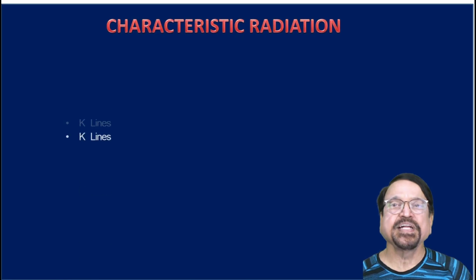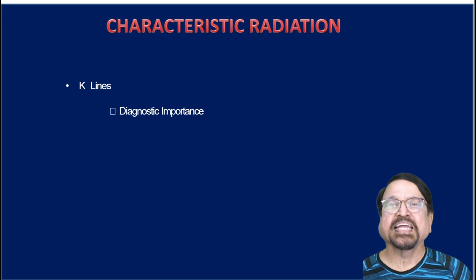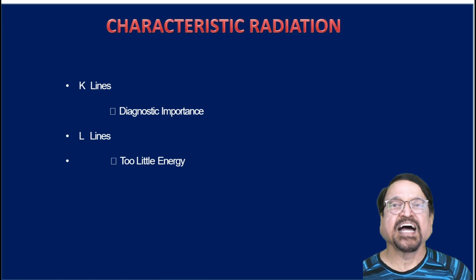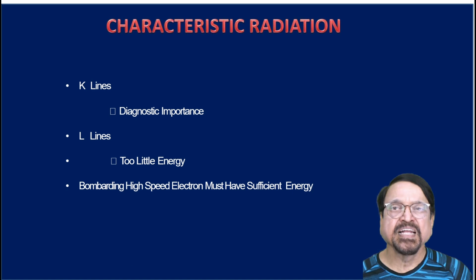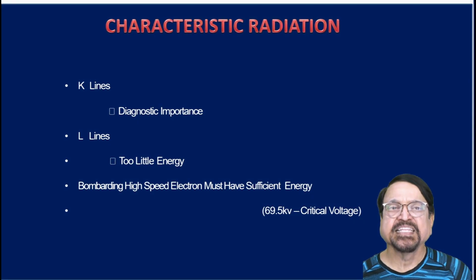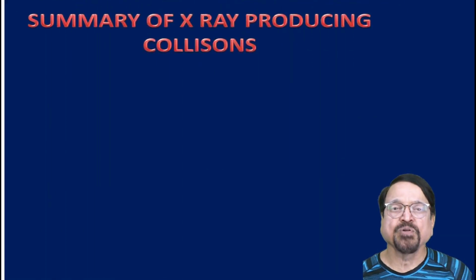Now let's go into more detail of characteristic radiation. What are K lines? They are important as far as diagnostic importance is concerned. L lines have too little energy, so they can either cause fog or blur. The bombarding high-speed electron must have sufficient energy, that is at least 70 kV plus or minus, which is a critical voltage. Otherwise they will not penetrate the tissues and cause the proper contrast.